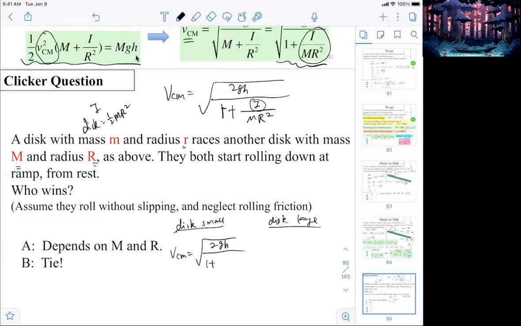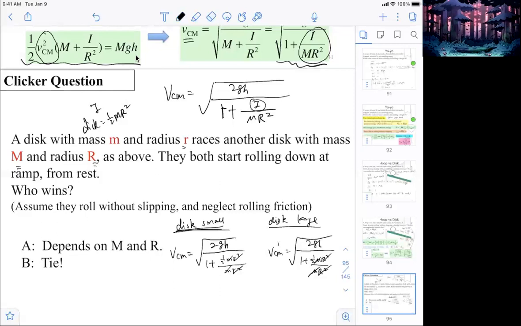So if I'm looking at the smaller disk, I will plug in 1/2 mr squared for the small disk divided by mr squared for the small disk, right? So m cancels, r cancels. And I'm doing the same thing for the bigger disk: 1/2 capital M capital R squared over capital M capital R squared. And you can see again, the mass cancels, the radius cancels. It turned out the mass and radius don't really matter. What matters is the rotational inertia I over mr squared.